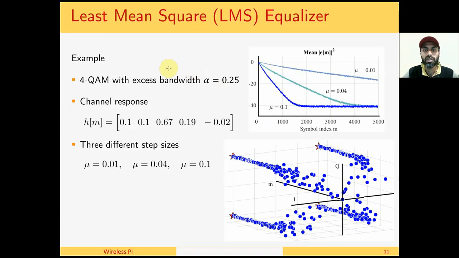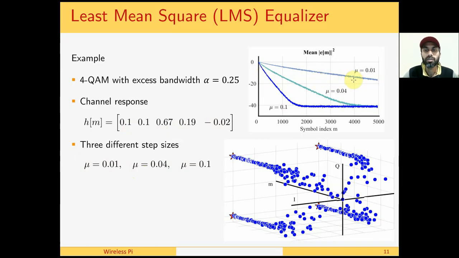Here is an example of an LMS equalizer. We are using a 4 core with excess bandwidth alpha equals 0.25. The channel response is given by these taps and there are 3 different step sizes, mu equals 0.01, 0.04 and 0.1. As we can expect, the largest mu has the fastest convergence while the smallest mu results in a slower convergence.